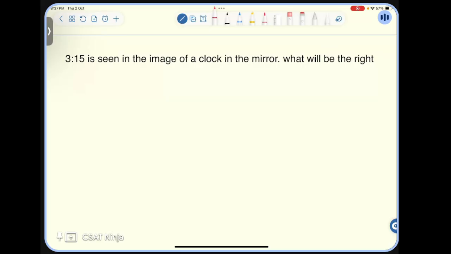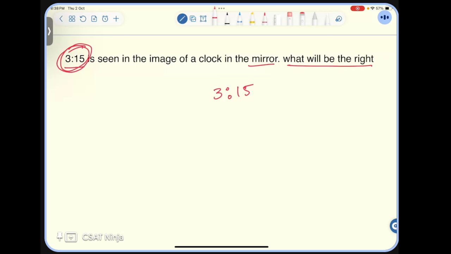So the last question is this: 3:15 is seen in the image of a clock in the mirror. Or in simple words, let's say 3:15 is seen in a mirror. Then what will be the right time? So if you see in a mirror that the clock shows 3:15, then what will be the right time? That's what it means.